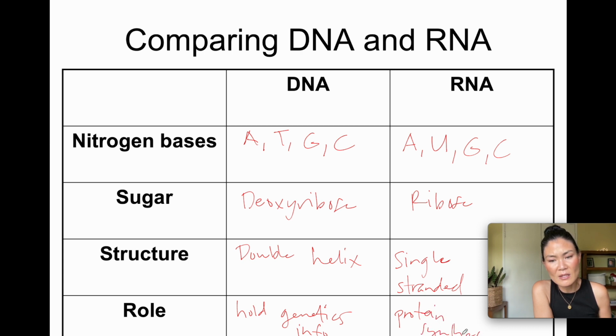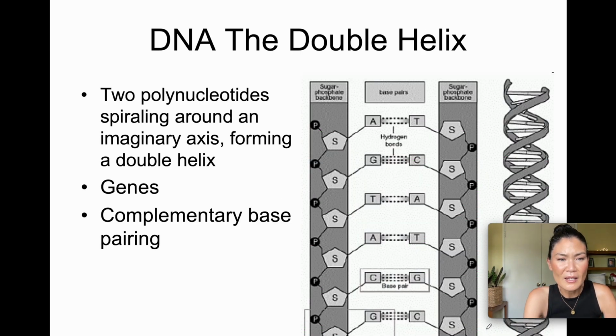Protein synthesis. So DNA, you've got the double helix, two strands, one on the left, one on the right here, and then it twists into a helical form. And that's where the genes are found. Genes are found on the DNA. And there's complementary base pairing.